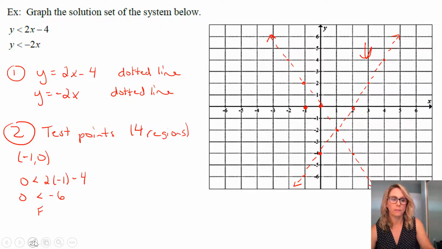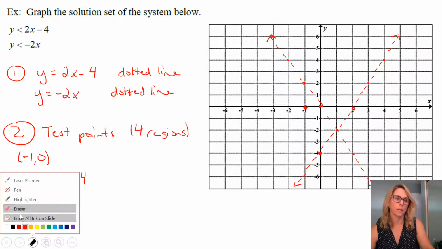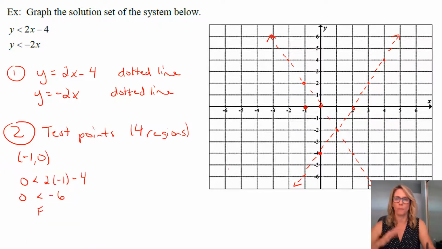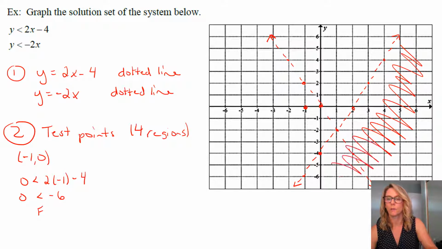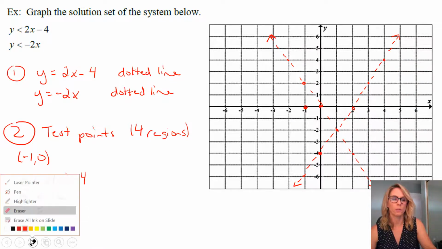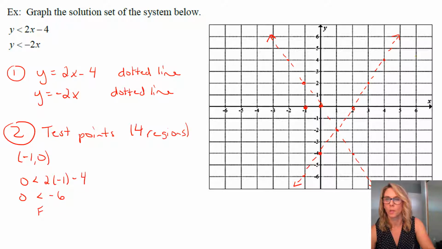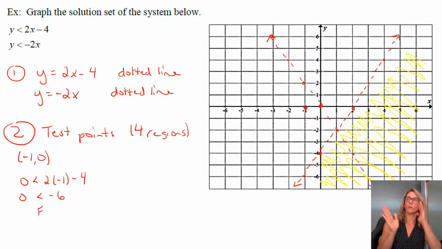So by doing this, it's telling me false, so I'm going to be over here. Don't shade yet. Just bear with me on this. Maybe I'll actually do yellow. I got a plan, everybody. So don't shade. There we go. So it's over on this side. I'm just thinking of it in terms of above and below that line.